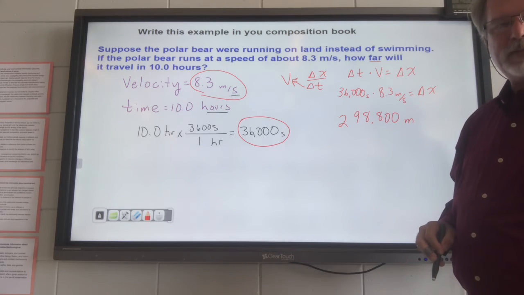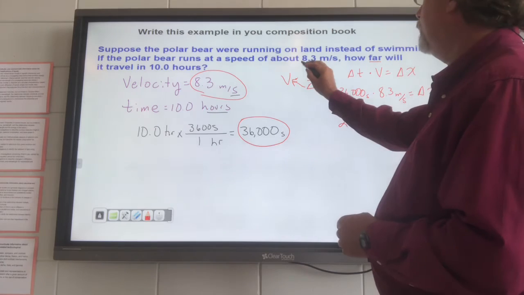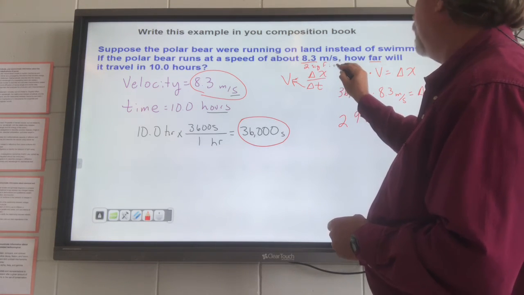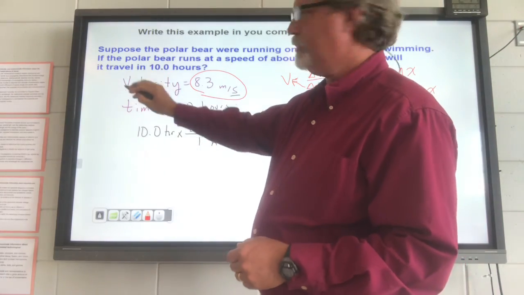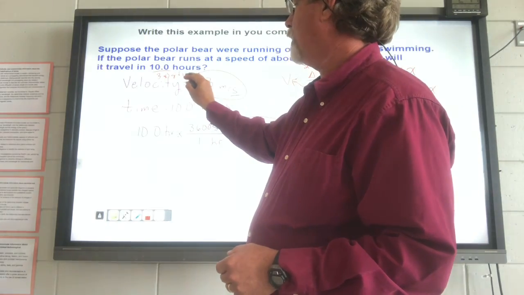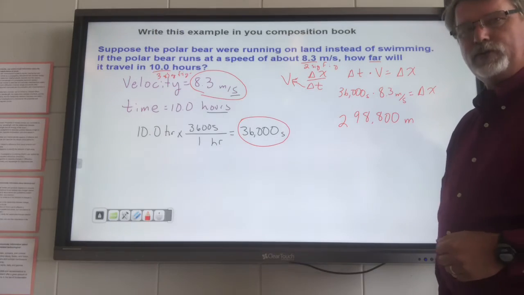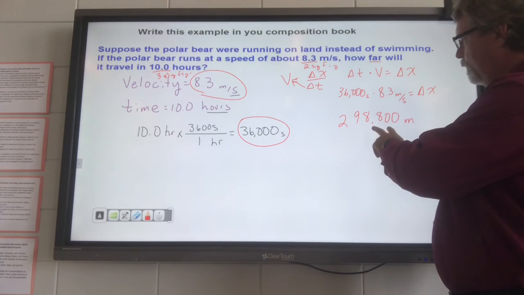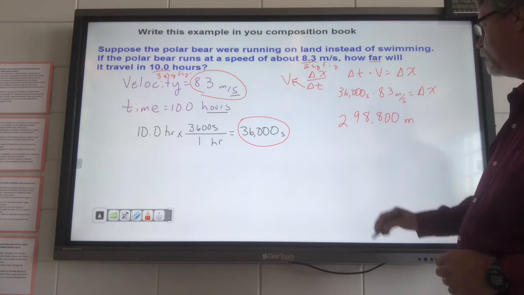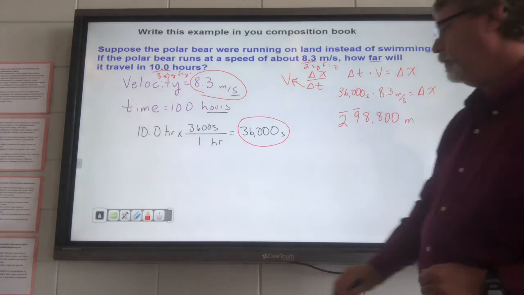Now the problem is we need to report this in the correct number of significant figures. We go to our problem and we see 8.3 has two significant figures. We find our other given, 10.0, and we find that's three significant figures. That means our answer can only have two significant figures. The problem with this number and two significant figures is you're going to have to report it in scientific notation. So here is our first, and there is our second significant figure.